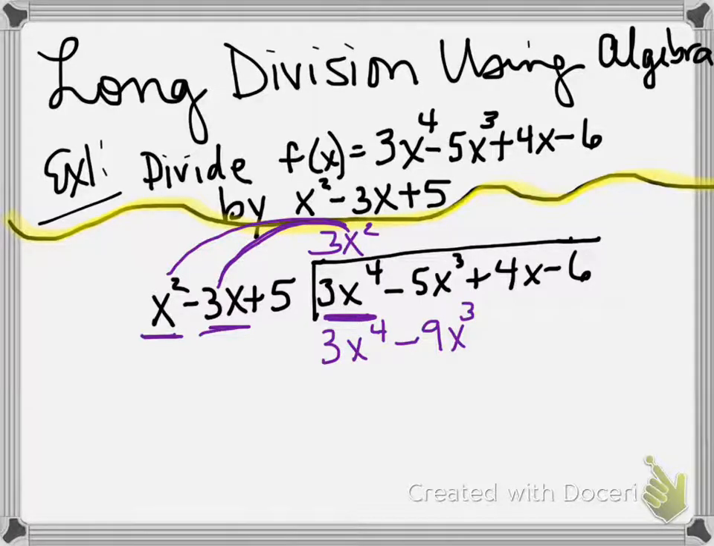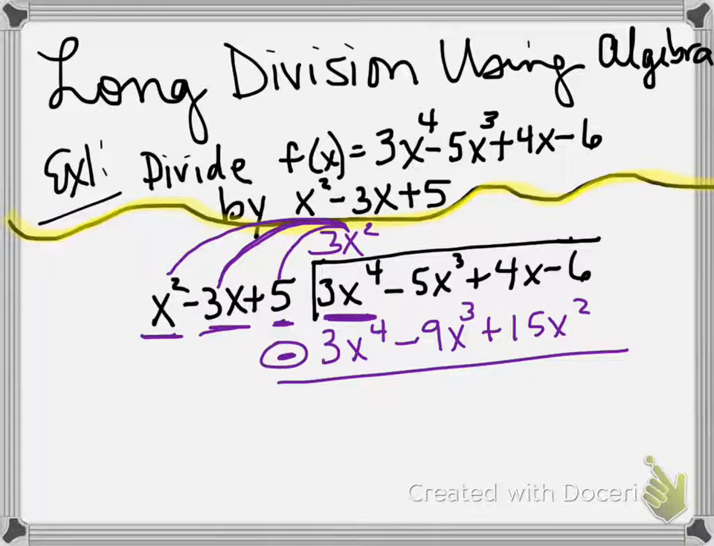Then I go on to the next part, which would be 3x squared times 5. So 3x squared times 5 would be positive 15x squared. Now we're probably going to run into a little bit of a problem here on this subtracting, and I'll show you why. I'm going to subtract, so remember, every time we go through, we're going to say 3x to the 4th minus 3x to the 4th, which is 0, so those cancel. Then negative 5x to the 3rd minus negative 9x to the 3rd. If I subtract a negative, it becomes positive, so negative 5 plus 9 is 4x to the 3rd.